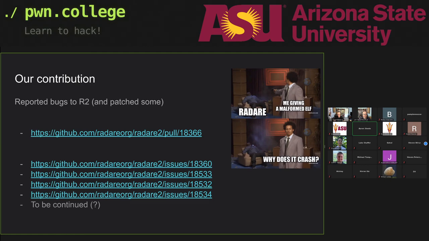Of course, there's still a few more bugs to report and get fixed. We found a lot of bugs that didn't have to do with DWARF parsing specifically that we have compiled locally, but we still need to submit issue requests for so we can get them fixed.